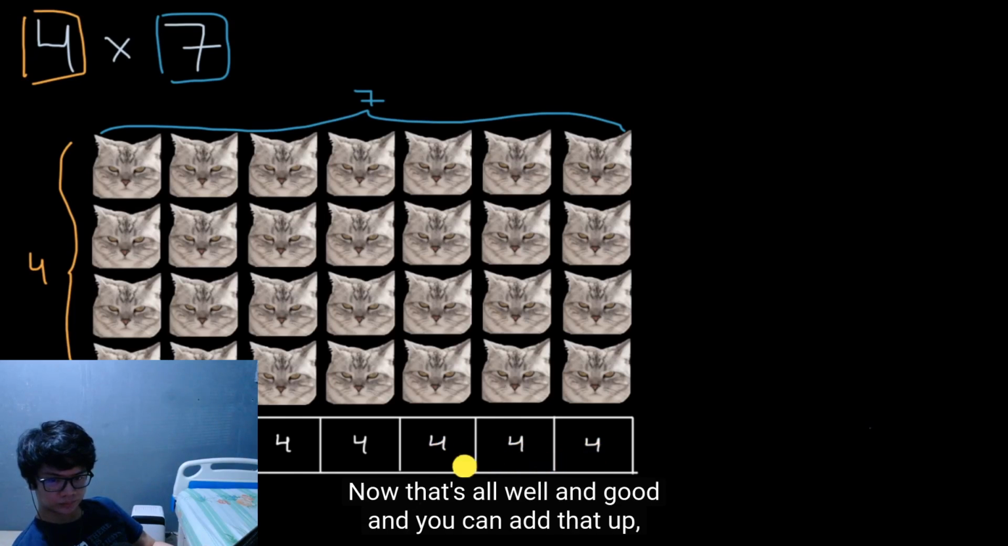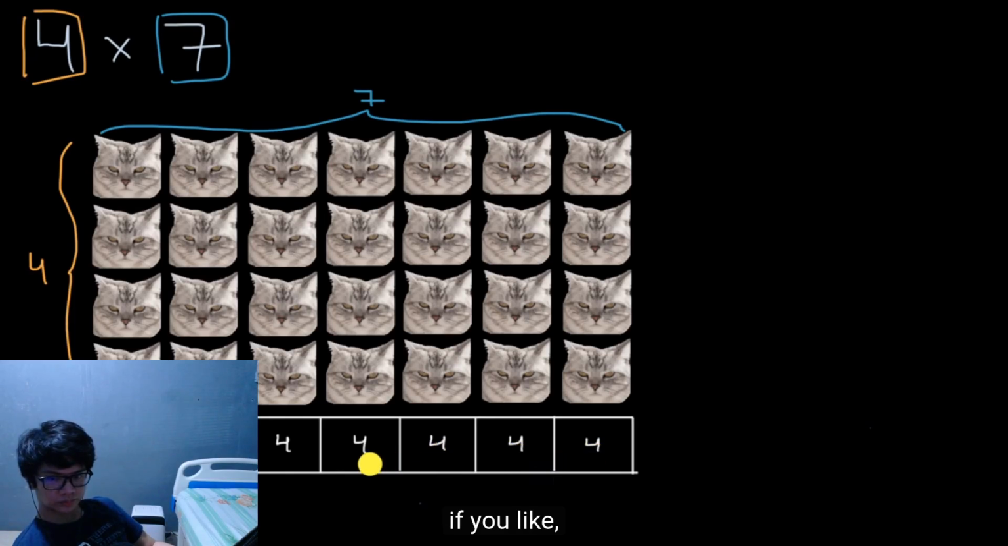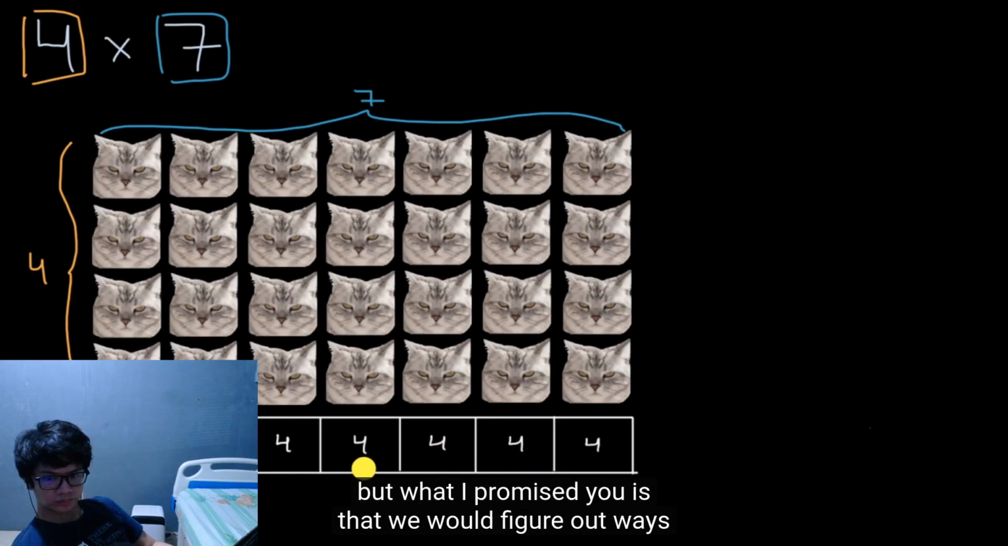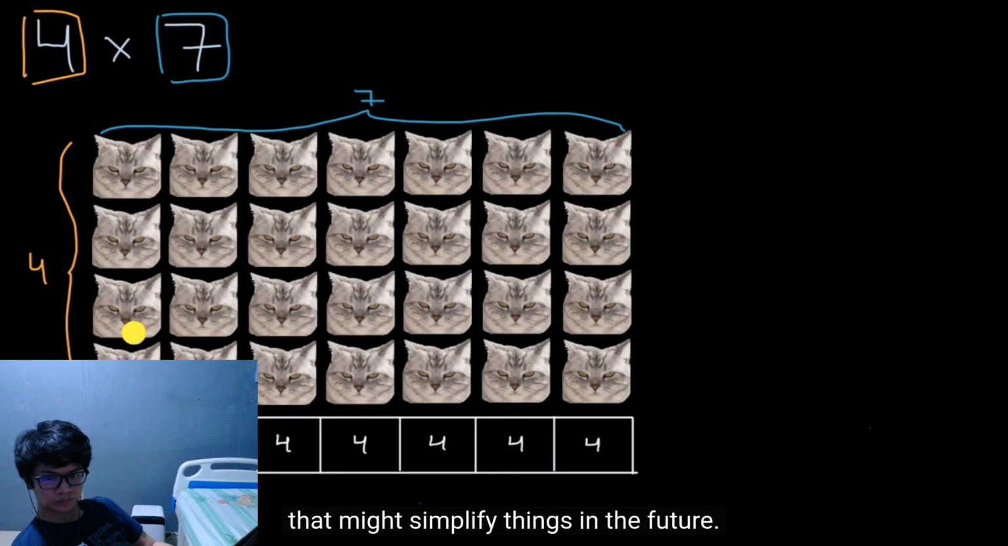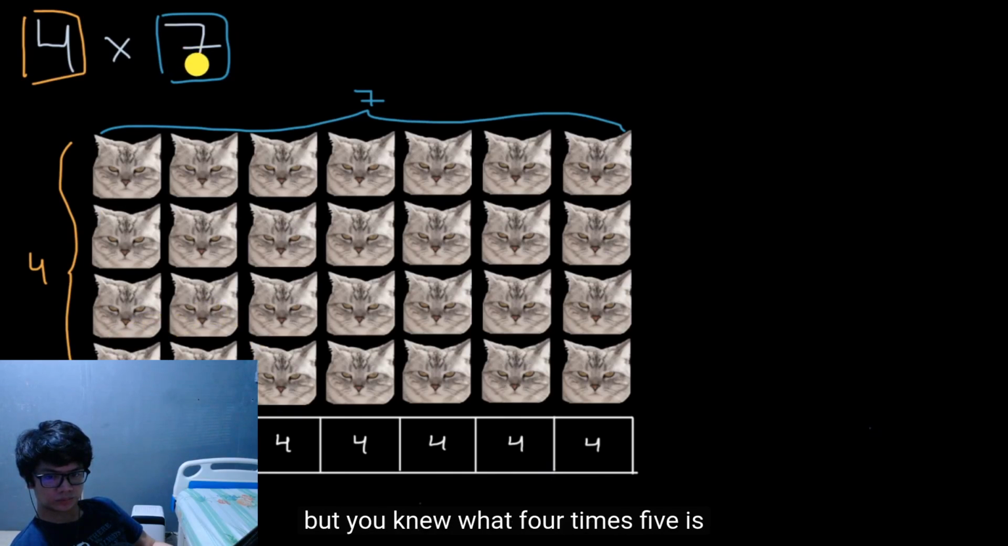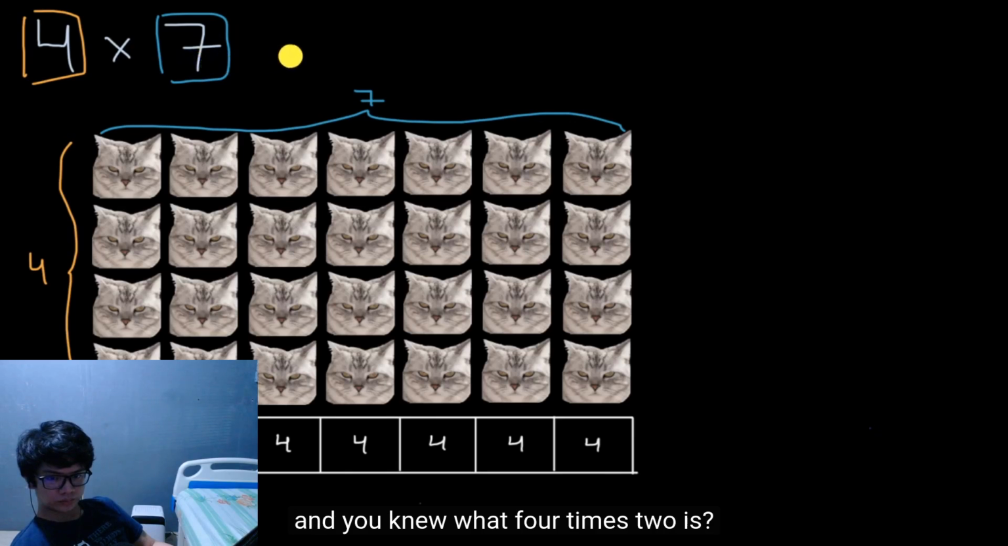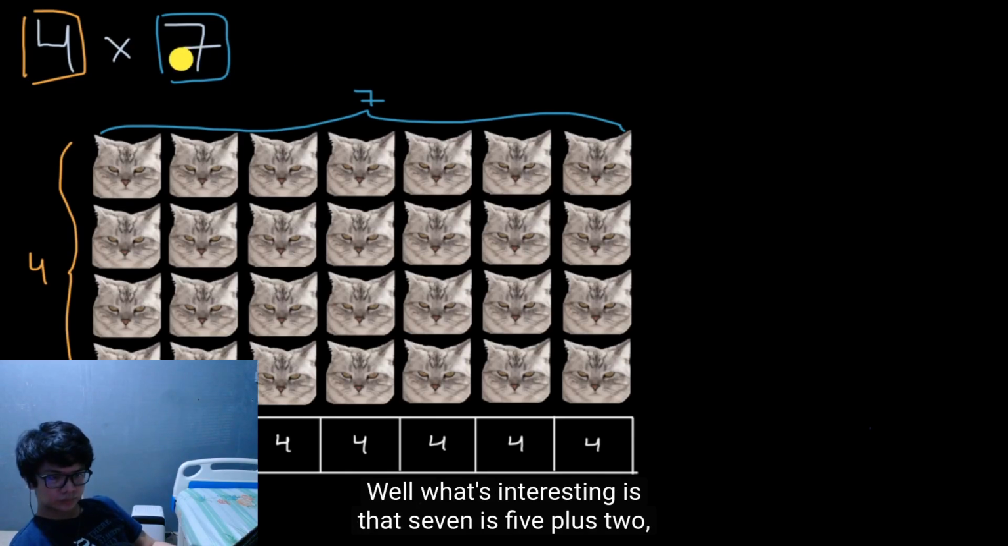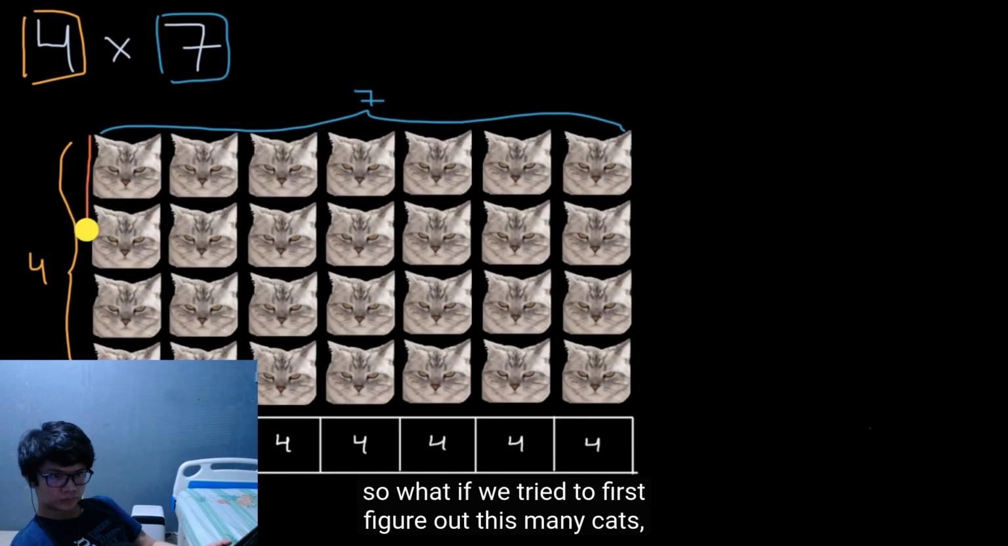Now that's all well and good, and you can add that up if you like. But what I promised you is that we would figure out ways to break down things that might simplify things in the future. Well, what if you didn't know what 4 times 7 is, but you knew what 4 times 5 is, and you knew what 4 times 2 is? Well, what's interesting is that 7 is 5 plus 2. So what if we tried to first figure out this many cats?